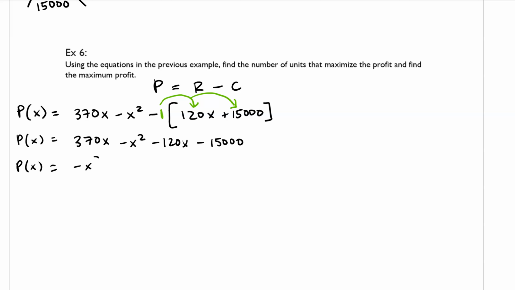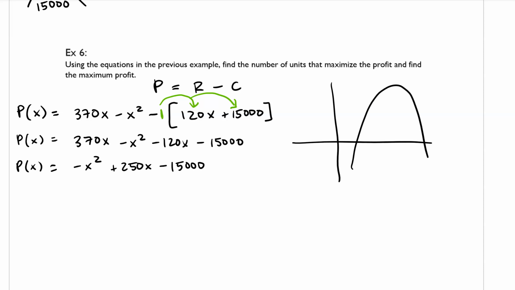So that's going to be negative x squared plus 250x minus 15,000. Okay, so the a value is -1 in this scenario, which means that if we were to graph this, it would be a frowny face, and we want to maximize the profits and find the number of units that will maximize the profits. So just like we've been doing, we're essentially trying to find the vertex of the parabola, and we want to figure out what goes there and what goes there.